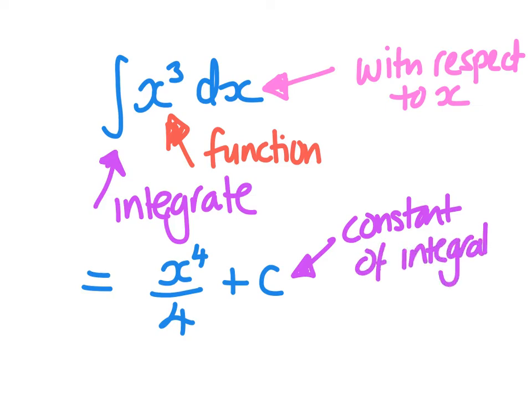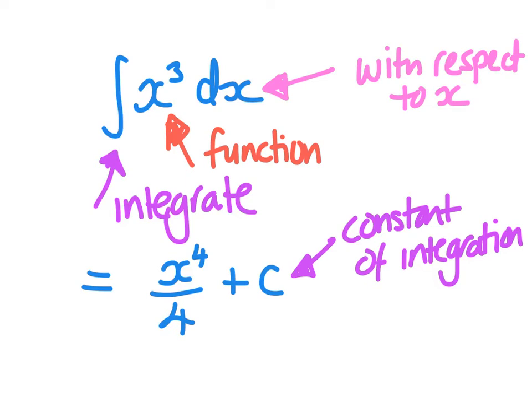because without any additional information we're not sure what the original function was. We'll learn later how we can use additional information to work out what this constant is, but at the moment we're just going to have to remember to put plus c because we're not sure what the constant is. This is called indefinite integration because we don't definitely know what this constant is.